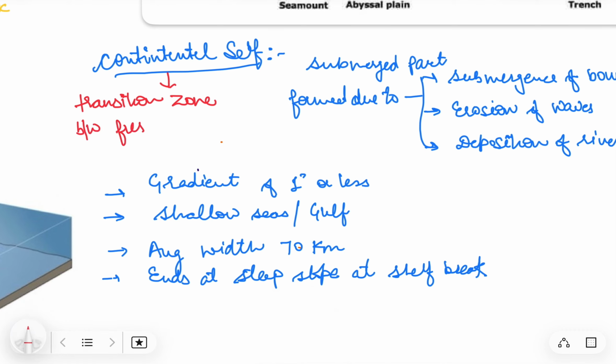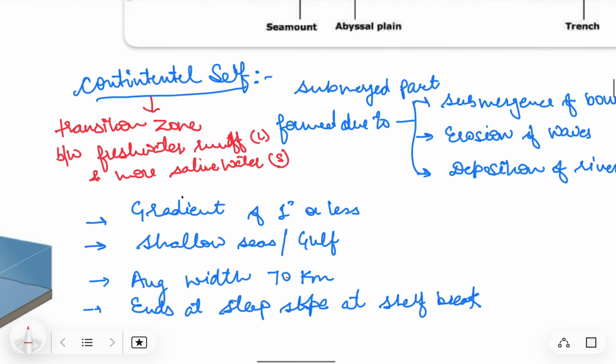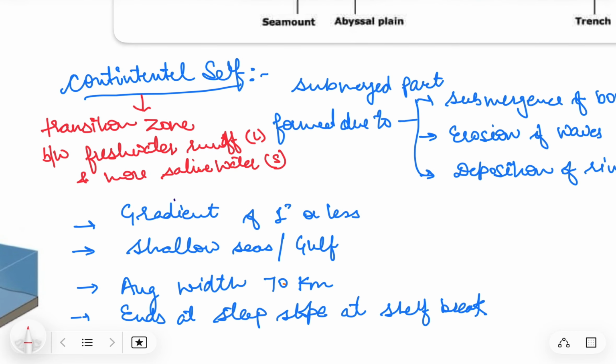Is the transition zone between freshwater runoff from land and more saline water of the seas. Freshwater runoff of the land and the saline water of seas or the oceans. So it will have some features.